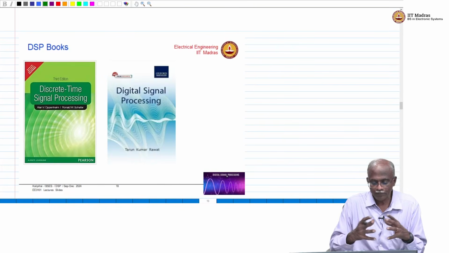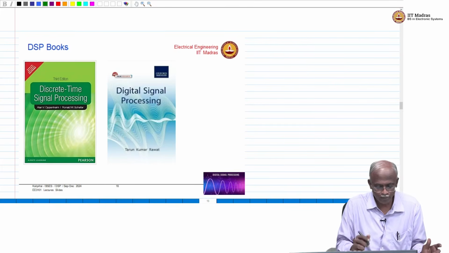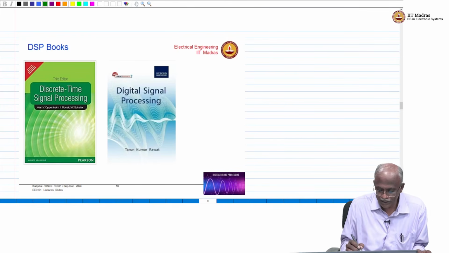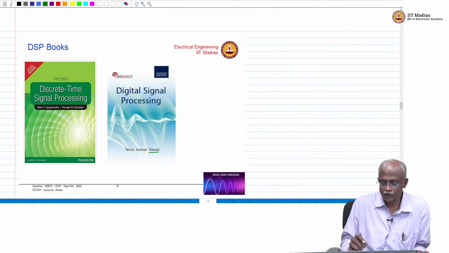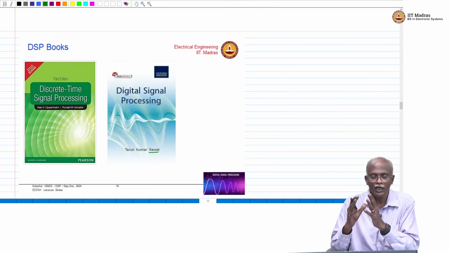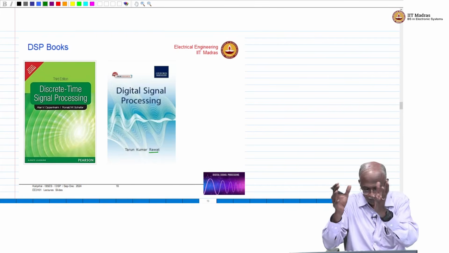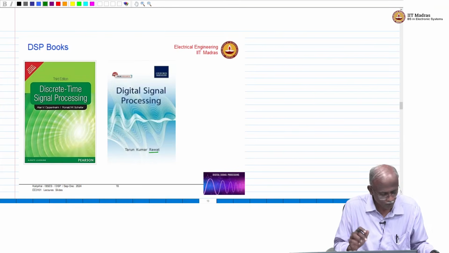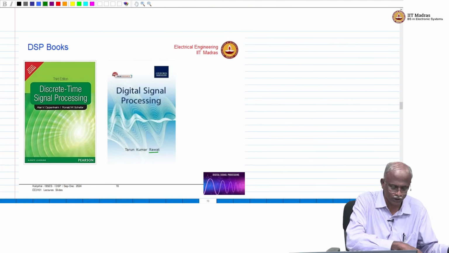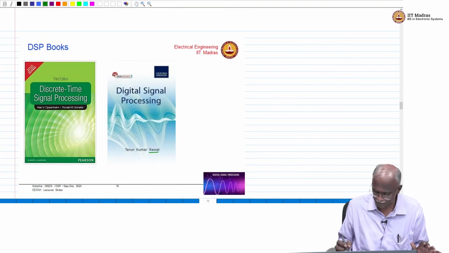There are two textbooks that we will be following closely. One is the textbook that is prescribed as part of the syllabus, Oppenheim Schafer, Discrete Time Signal Processing, again a book that's readily available. In addition, there is a book by Tarun Rawat, which has a similar title, Digital Signal Processing. And this book has a good set of exercises. So basically, for the theory, we will look at both. For the exercises, we will be looking at the book by Rawat. And again, this will be a very useful combination of two books, which will give us a good foundation for the study of signal processing.